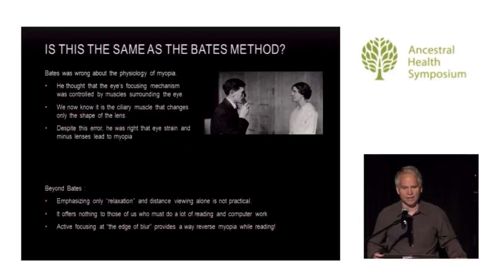Is this the same as the Bates method? Well, not really. Bates had a theory that you need to relax the eye, and he had a faulty idea of physiology. He thought that focusing the eye had to do with muscles that surrounded the eye tensing or relaxing, and that you were actually changing the shape of the eye. Well, we now know that's not the case. It's the ciliary muscles changing the shape of the crystalline lens. He was probably right about eye strain and the fact that you need to relax.